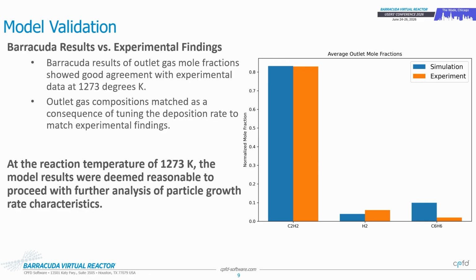To validate the model, we looked at the outlet compositions of a few key species, mainly acetylene, and these results are compared with those results from Chen that I was mentioning earlier at 1273 degrees Kelvin. At this reaction temperature, the model's results were deemed reasonable. So we proceeded with analyzing the particle growth rate characteristics further.